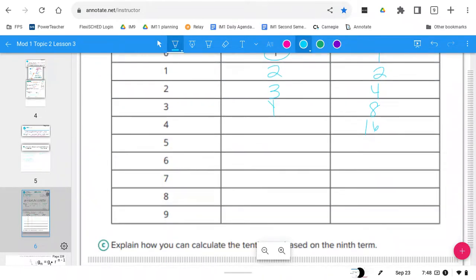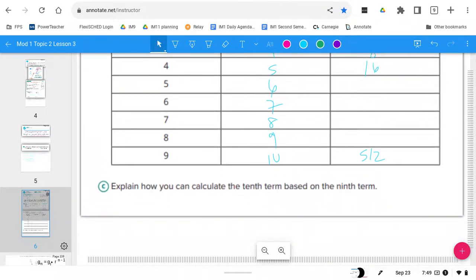This is our 4, 5, 6, 7, 8, 9, 10. Okay, your very last number, you should get 512. Explain how you can calculate the 10th term based on the 9th term. We're multiplying by 2 each time.